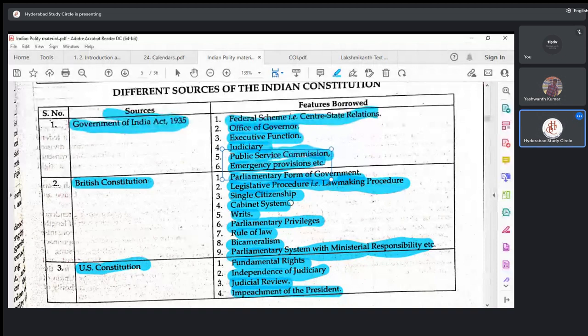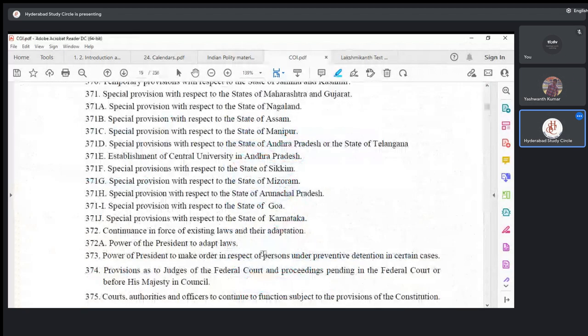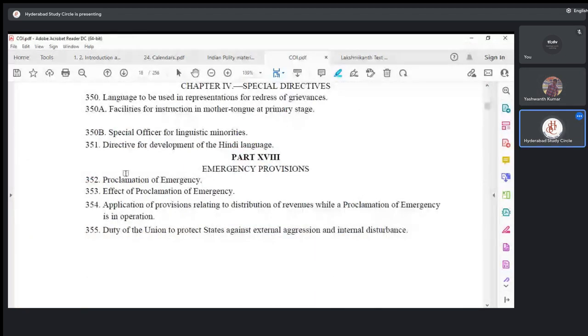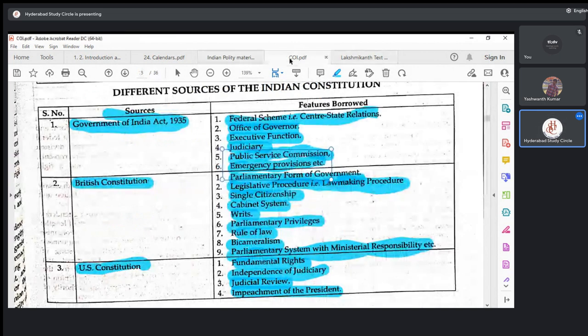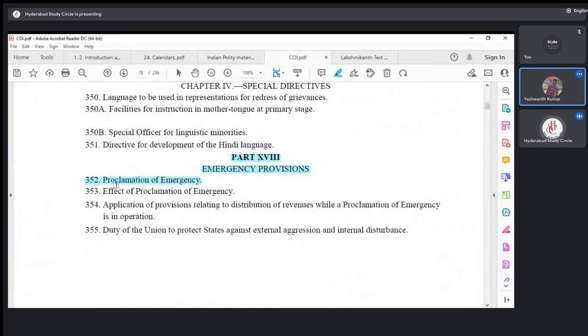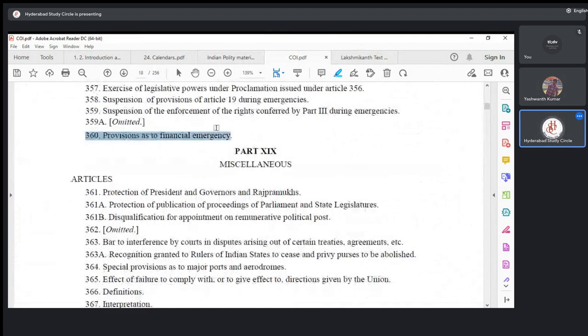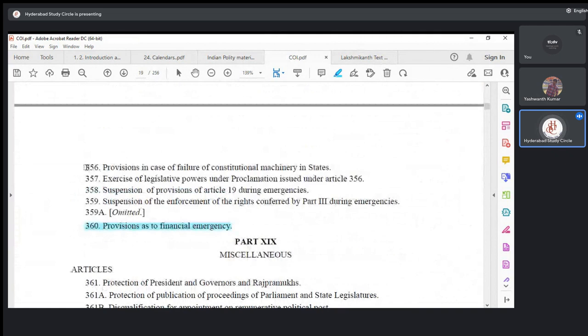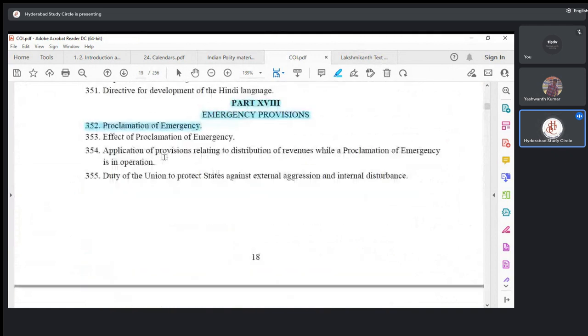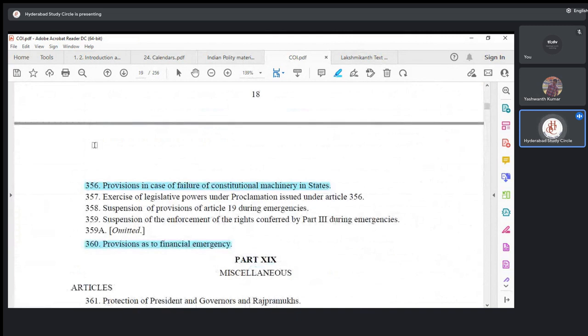Just emergency. Article number 352, are you able to see the screen? Part 18, emergency provisions. This is emergency provisions, Part 18, from article number 352 to article number 360. Three are important: article number 352, article number 356 and article number 360.